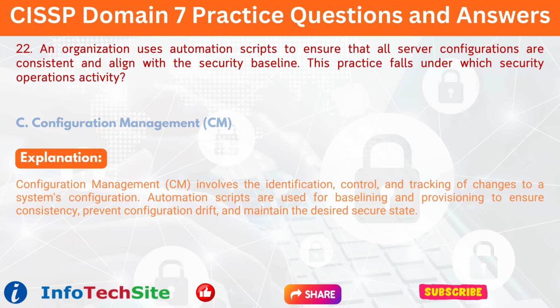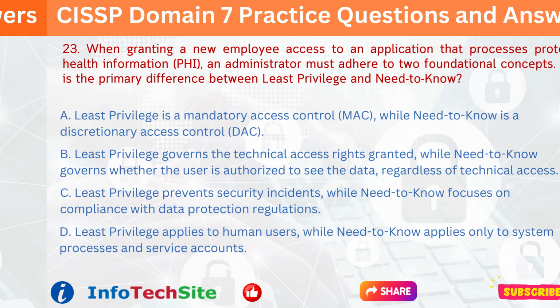Configuration management, CM. Explanation. Configuration management, CM, involves the identification, control, and tracking of changes to a system's configuration. Automation scripts are used for baselining and provisioning to ensure consistency, prevent configuration drift, and maintain the desired secure state.